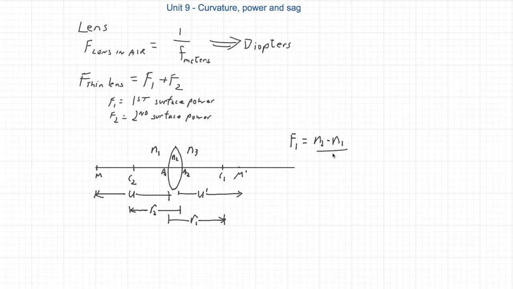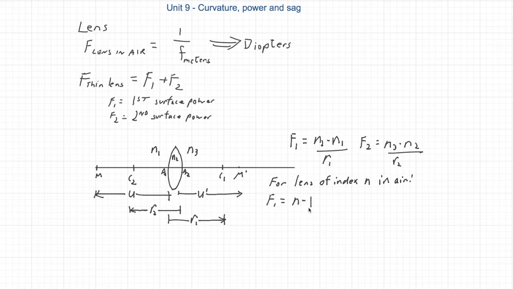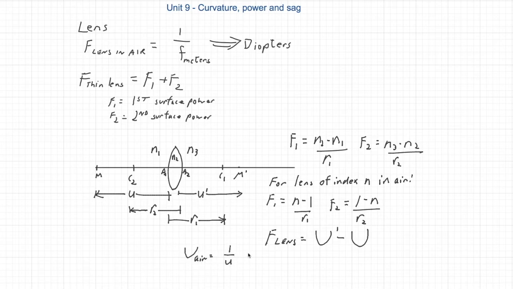So the power of the first surface is equal to N2 minus N1 over R1, and the power of the second surface is N3 minus N2 over R2. These formulas simplify if the lens is surrounded by air, which is the usual case. So let's say the lens has the index n. Then the power of the first surface is n minus 1 over R1, and the power of the second surface is 1 minus n over R2. The power of the lens is also equal to big U prime minus big U. And big U in air is 1 over little u, and big U prime in air is 1 over little u prime.